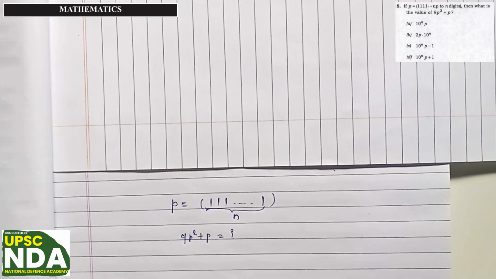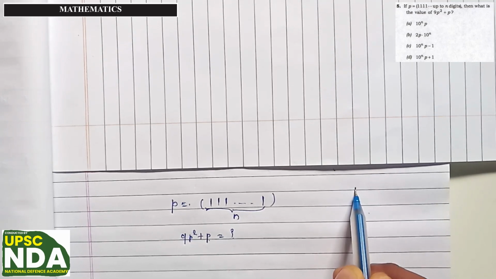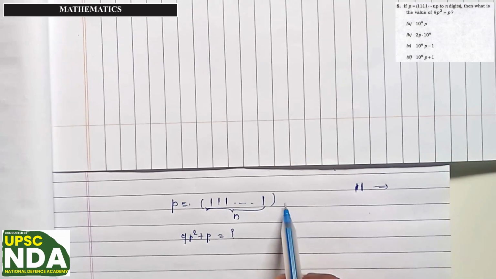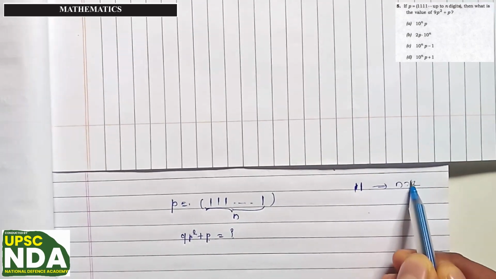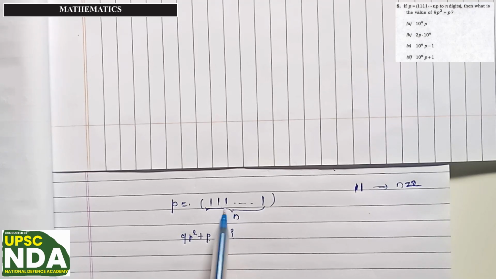Now first of all we have to find the value for p. We have to find the relation of p with 9p square plus p. So how can we write a simplified form of p? Now let me explain. If I consider the element 11, it is 2 times 1, so that means n is equal to 2 over here. In general, n times 1 is there.